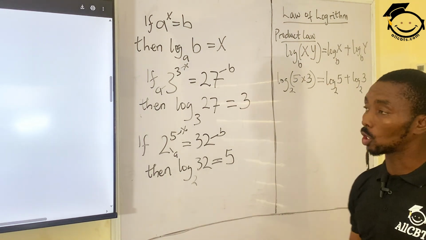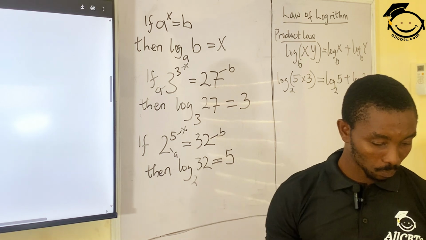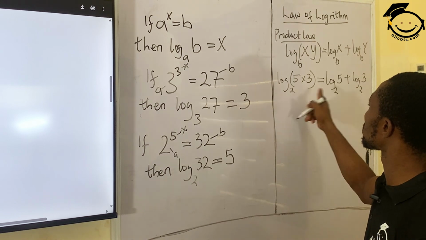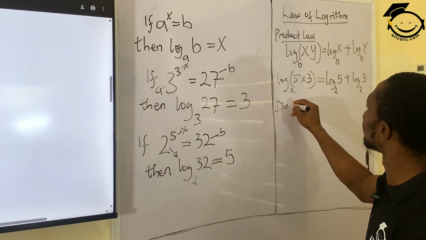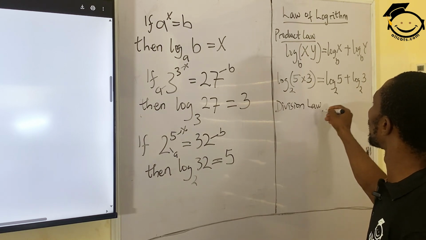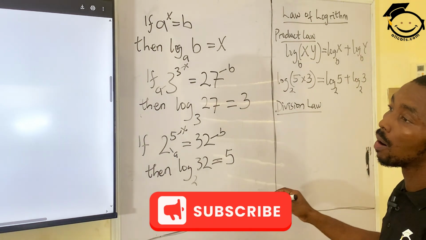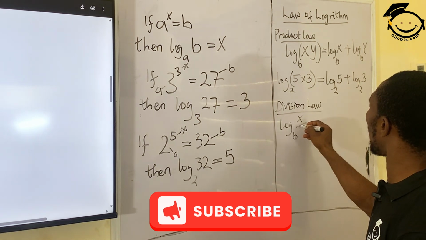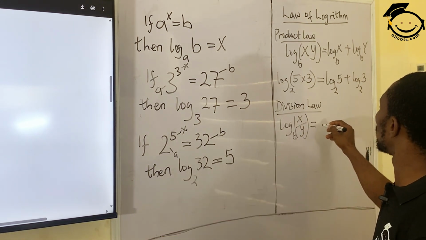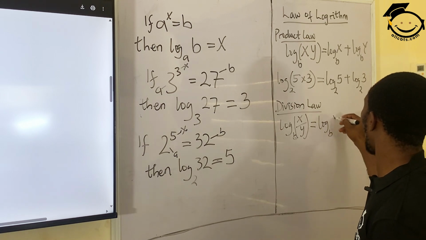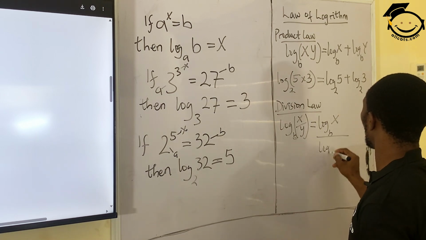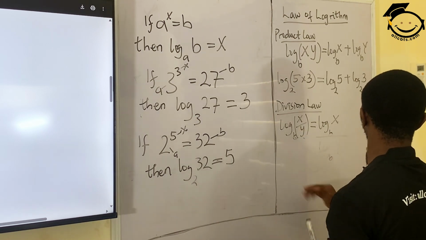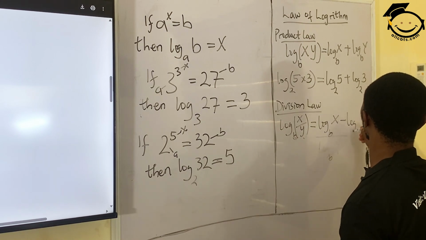Then our quotient law or division law, which is log base b of x over y equals log base b of x divided by log base b of y. Okay, this can be rewritten as log base b of x minus log base b of y.